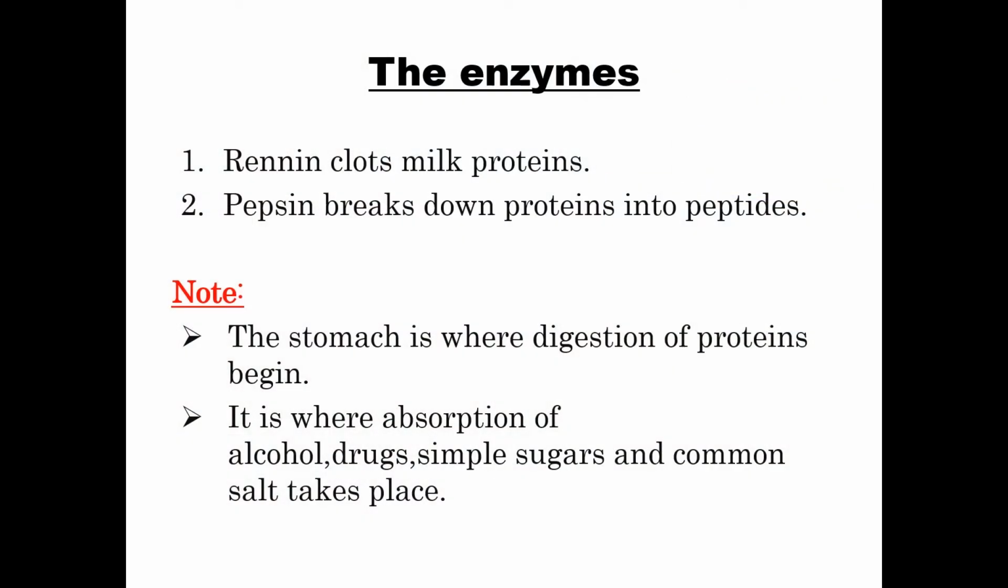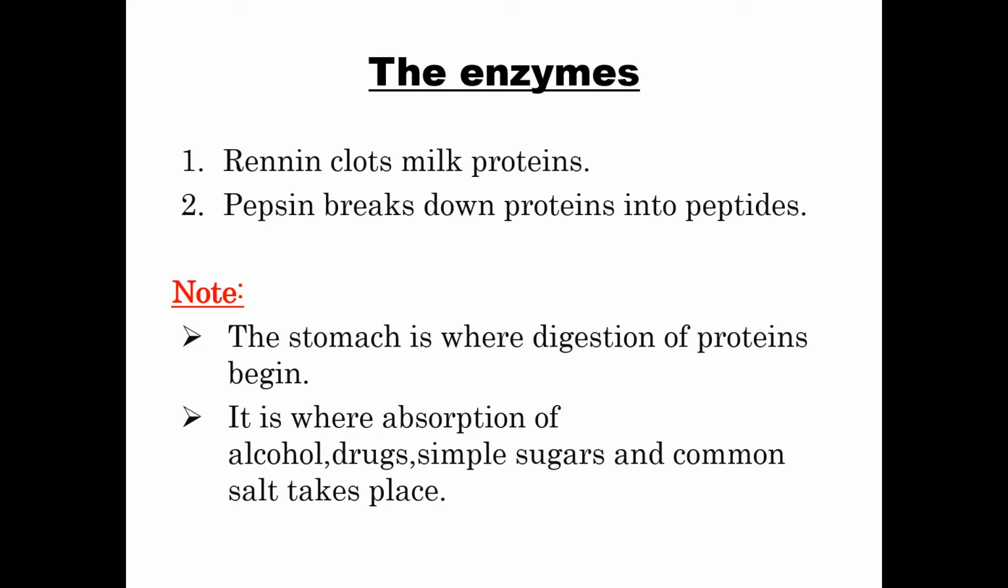We shall be looking at the enzymes. Which enzymes are they? Renin and pepsin. What's the use of renin and pepsin? Renin clots milk proteins. Now, we know that milk is rich in proteins. So, how do the enzymes get the proteins? The renin that is in our stomach, the moment you drink milk, or a baby takes milk, the milk is solidified.